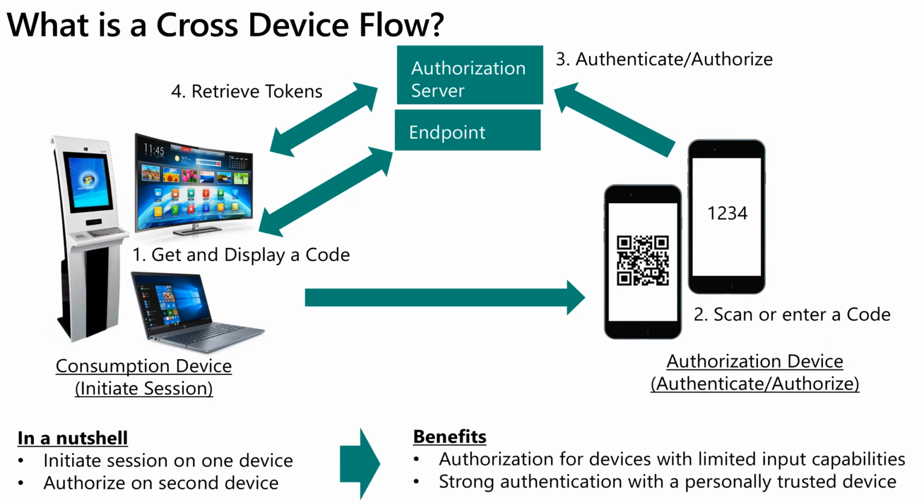The benefit is that you can do authorization for devices with limited input capabilities, and you can use your second device, typically your mobile phone, for strong authentication with a personally trusted device. So it's very attractive in terms of the benefits and the simplicity. Increasingly, we also see that users like to use their phones. They use their phones to pay for things, and to scan QR codes in all sorts of places. It's a ceremony that people are getting used to, using your phone for these types of activities.